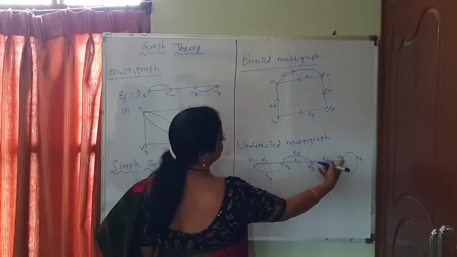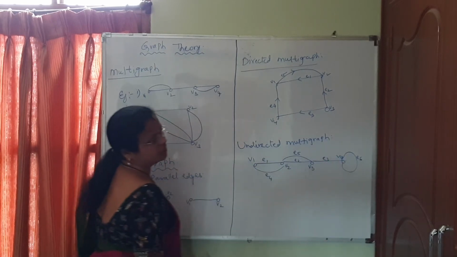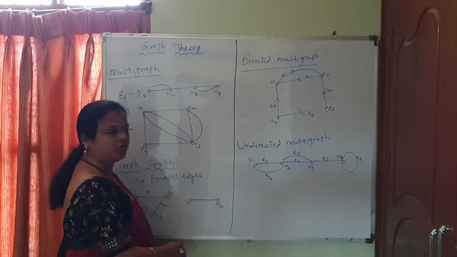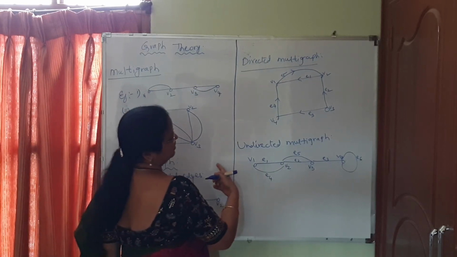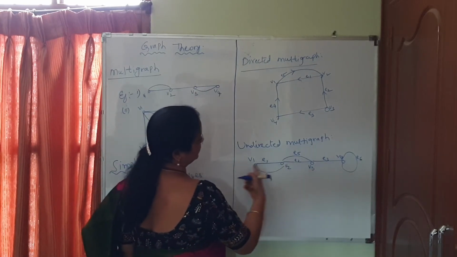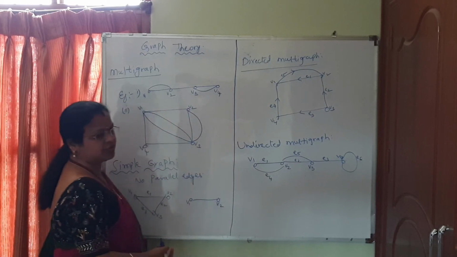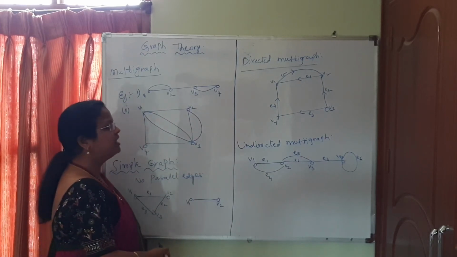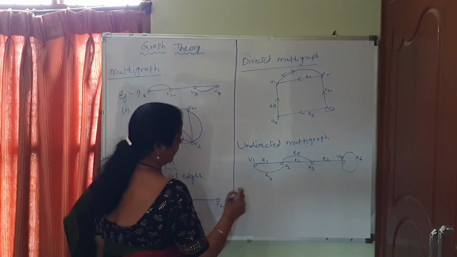Similarly, for the vertex V4, we have a loop from the vertex V4 to V4 itself. And if we observe clearly here, for any edge, there is no direction mentioned. So therefore, this is an example for undirected multigraph.